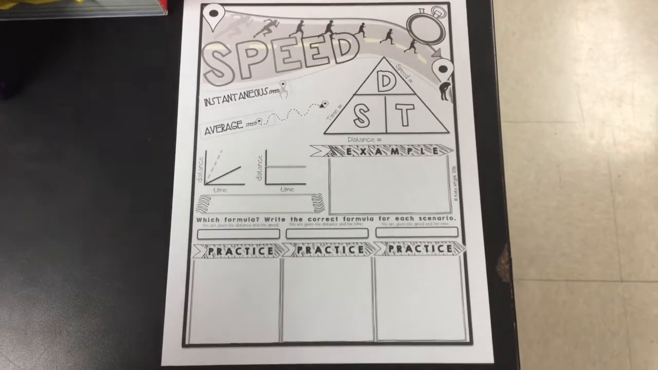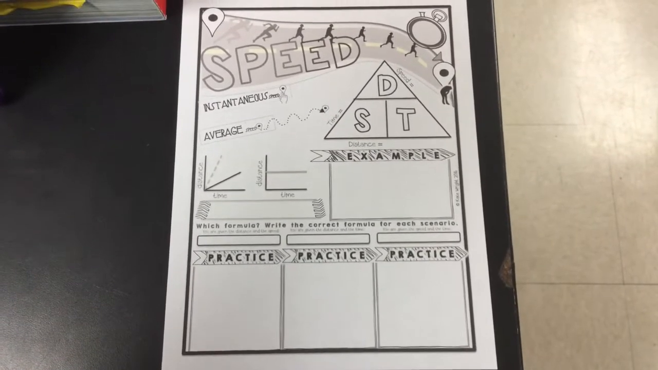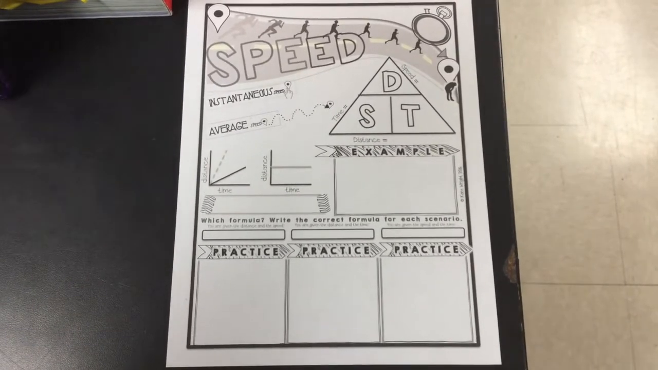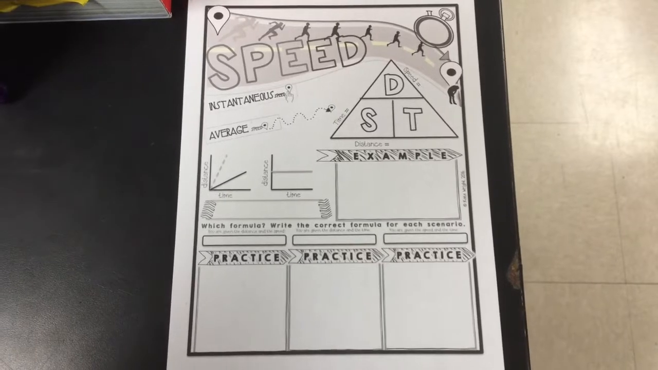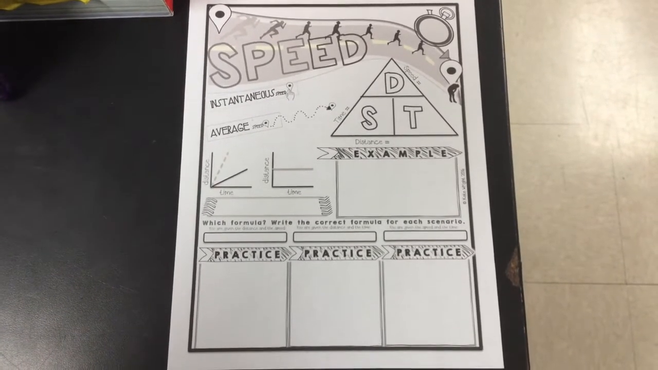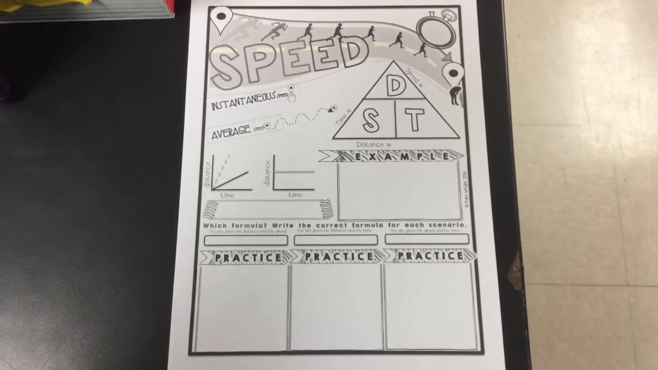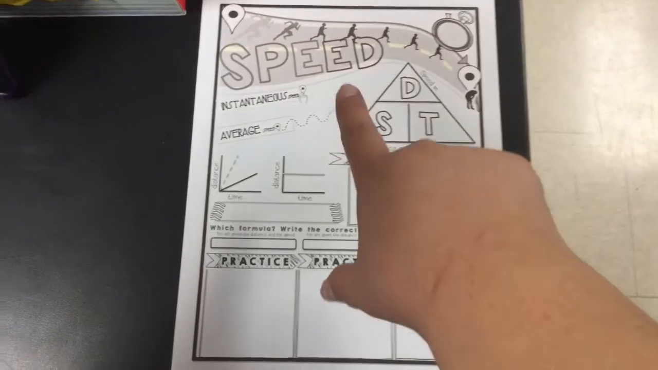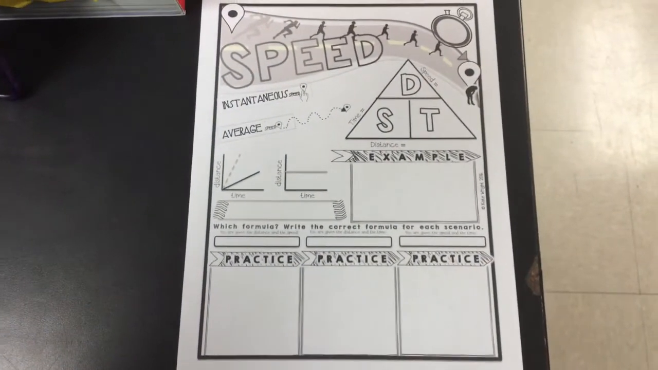Remember, balanced forces, we stated that an object in motion stays in motion. An object at rest stays at rest. So we're looking at unbalanced forces with this. This is talking about things that move. All right, so we're looking at speed. We know speed is how fast something goes.